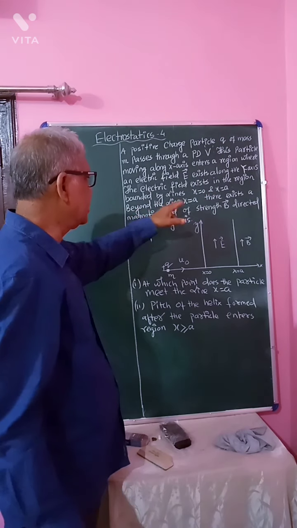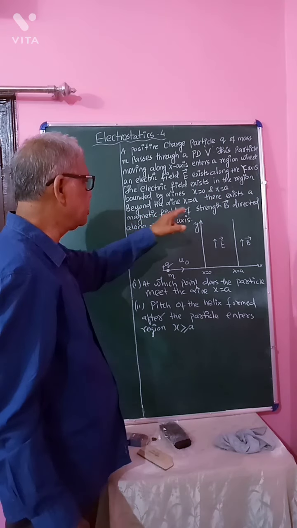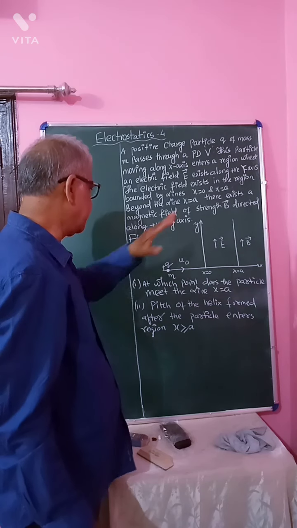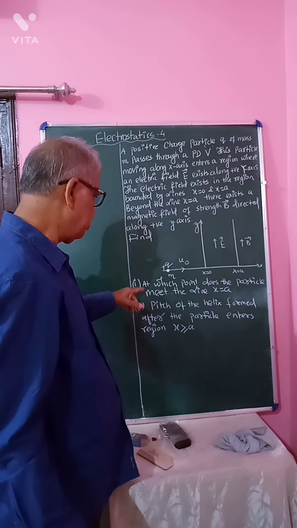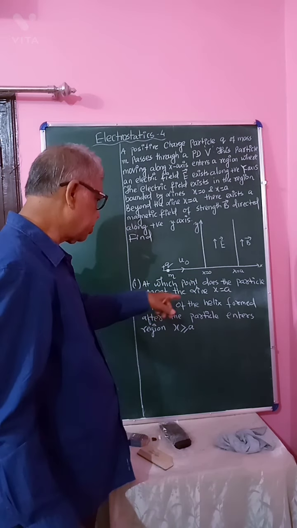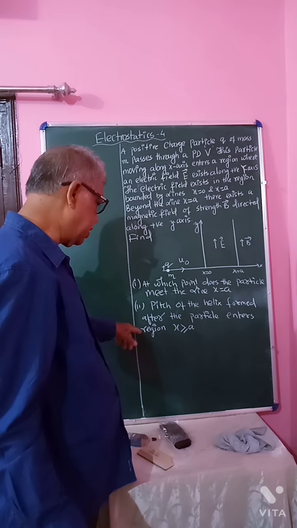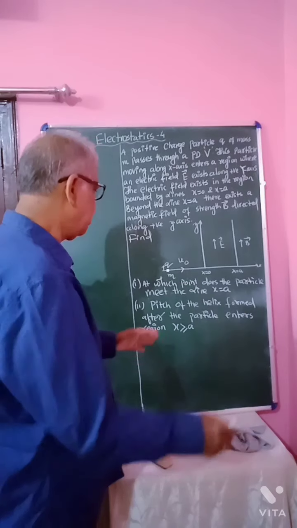Beyond the line x equal to a, there exists a magnetic field of strength B directed along the positive y-axis. Find at which point the particle meets the line x equal to a. Second, find the pitch of the helix formed after the particle enters the region x greater than or equal to a. Now, the problem is like this.